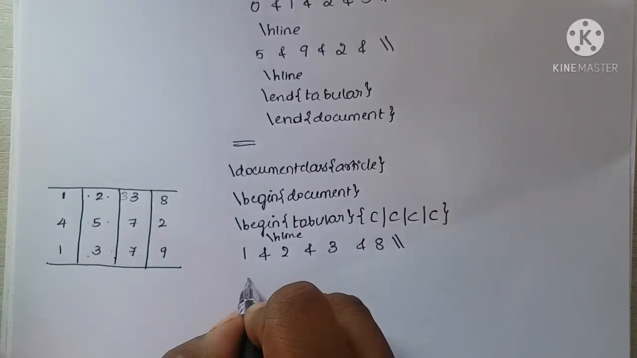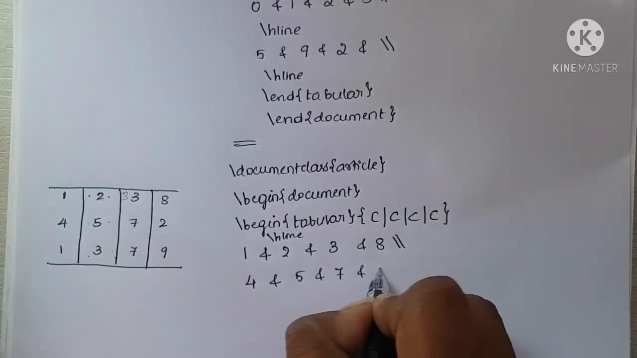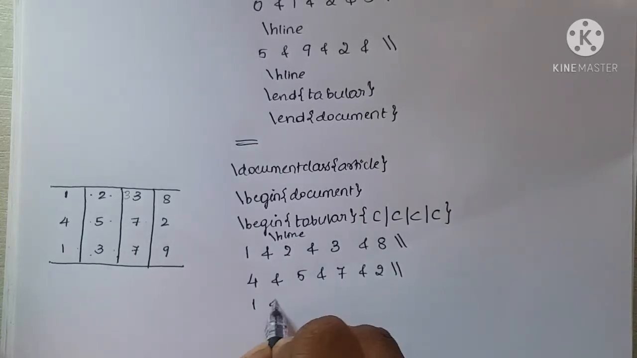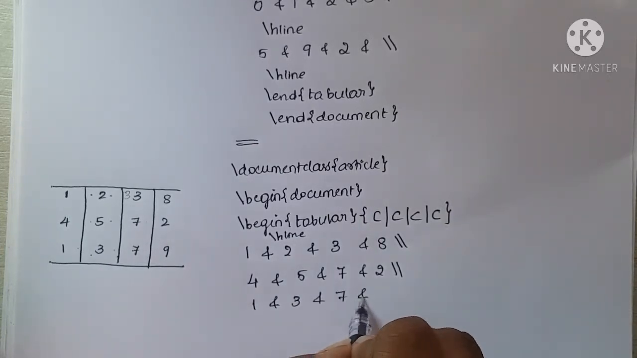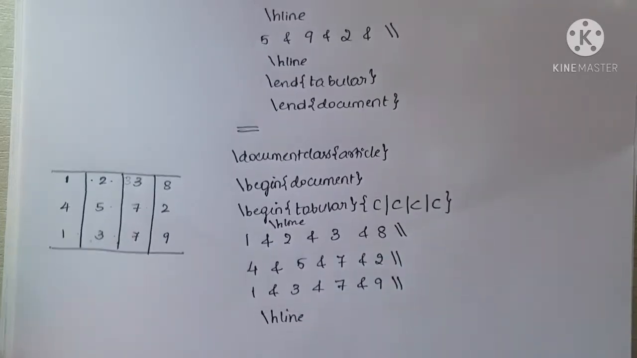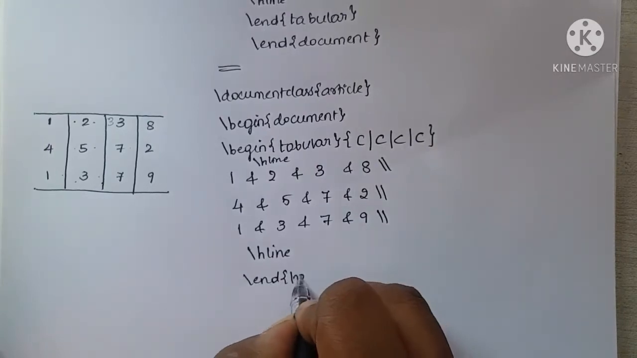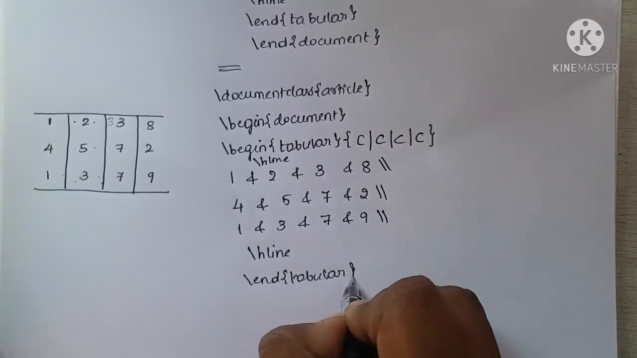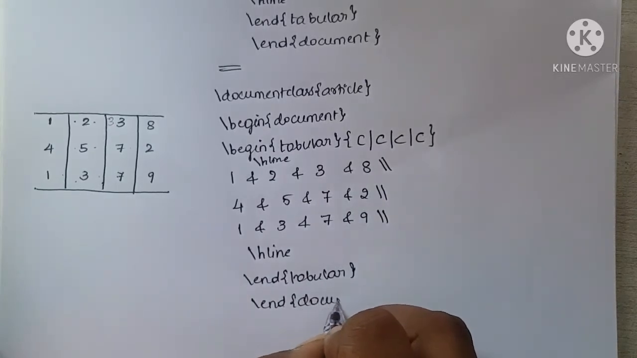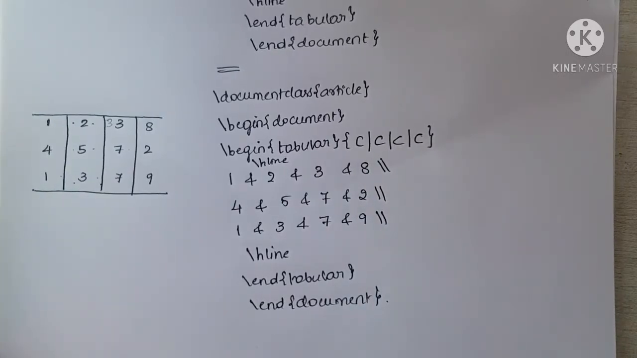So directly you move on to next row elements 4 and 5 and 7 and 2. Once again I don't need any \hline. So 1 and 3 and 7 and 9. I need a line. So backslash hline. I have begun the document, sorry, tabular, so I am going to end that. Backslash end tabular. I have begun the document, so backslash end document. So this is the LaTeX code to create this simple table.